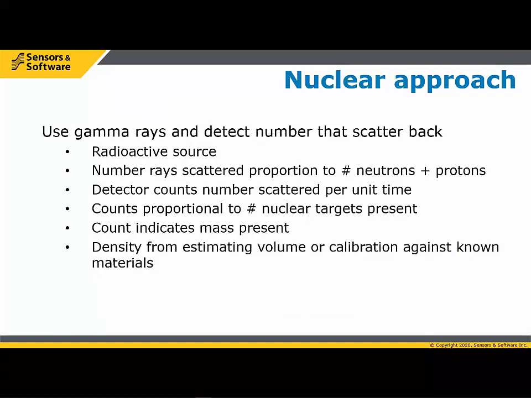The nuclear approach is well known. It's been around for many, many years, and it scatters energy primarily from the neutrons and protons because they're the more massive items in the material. You count over a period of time, and that gives you an idea of how many are there, and then that's used to estimate the mass. If you have a way of getting the volume, then you can get a density, or you may calibrate against known materials with known densities, and then calibrate the count against the density.